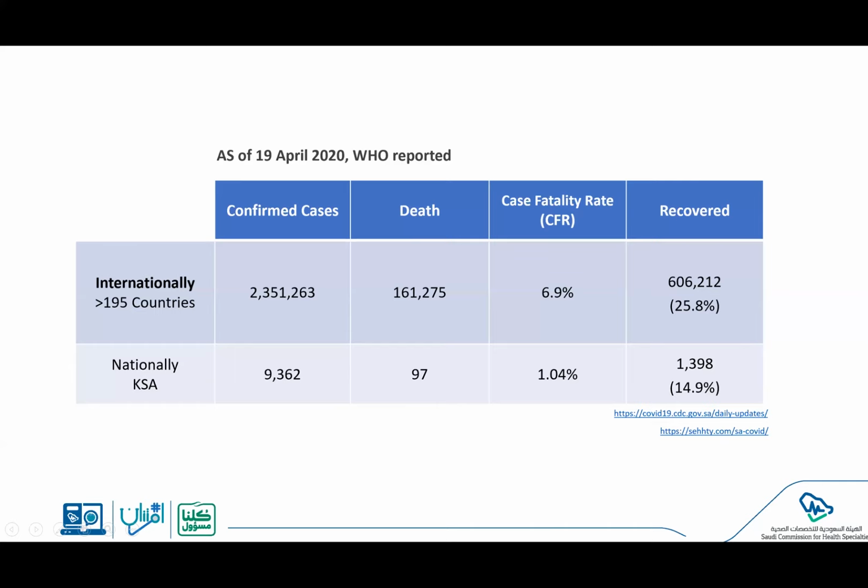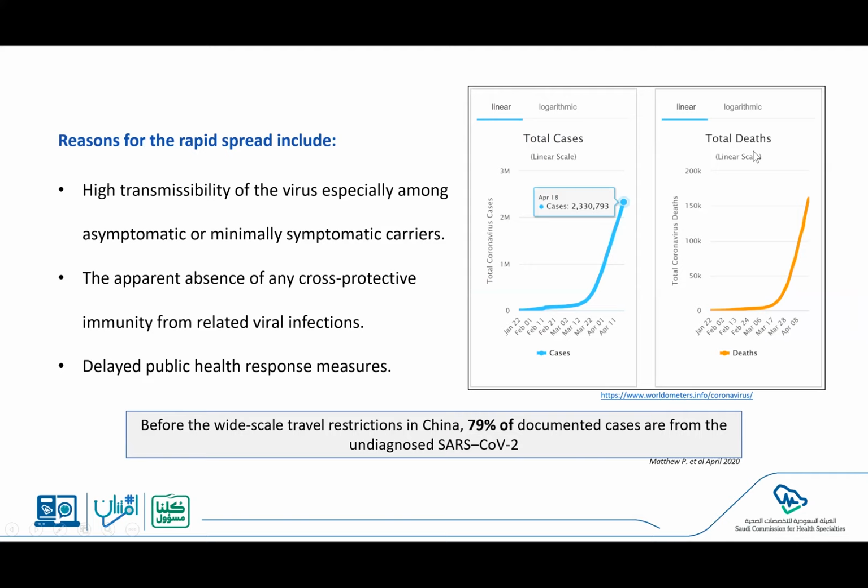So there is a rapid spread of this virus all around the world, as we see with the reproductive curve, a steady rise in the curve. This is mainly due to the high transmissibility of the virus, especially among asymptomatic or minimally symptomatic carriers. Also, there is an absence of any cross-protective immunity from related viral infections, either other coronaviruses or other viruses that cause respiratory infection. There is no cross-protective immunity to any other viral infection in humans, and that makes it so severe and affects the spreading.